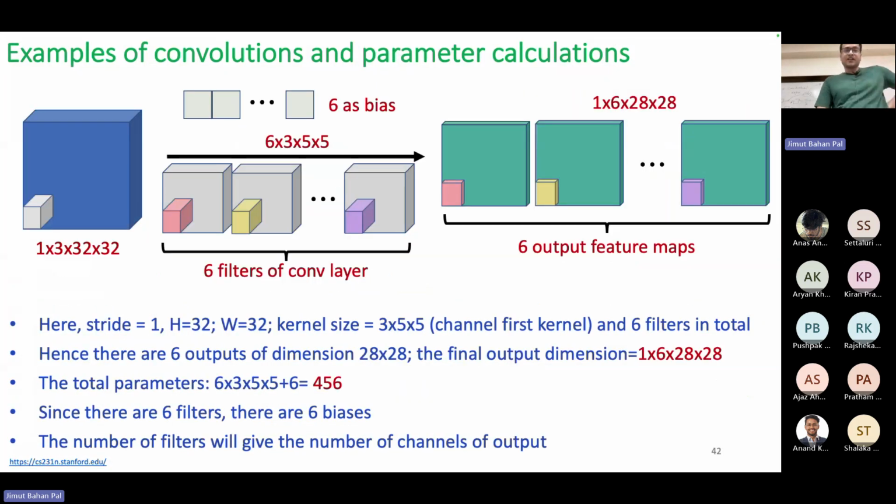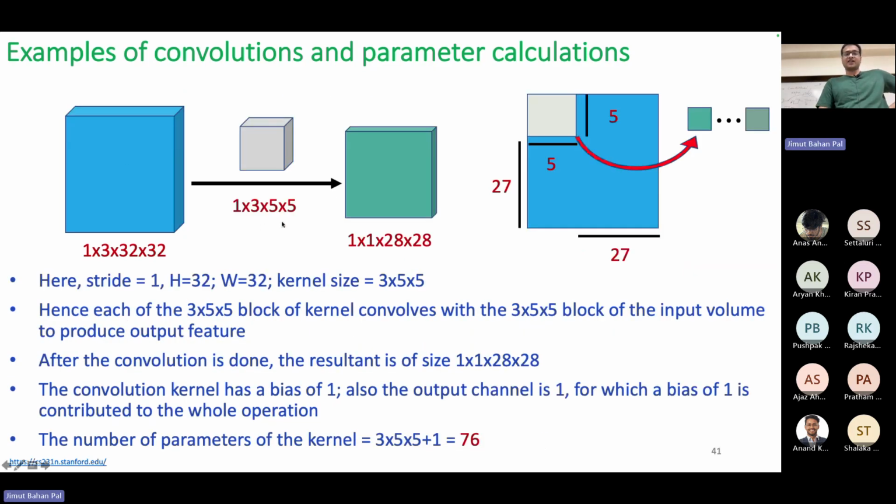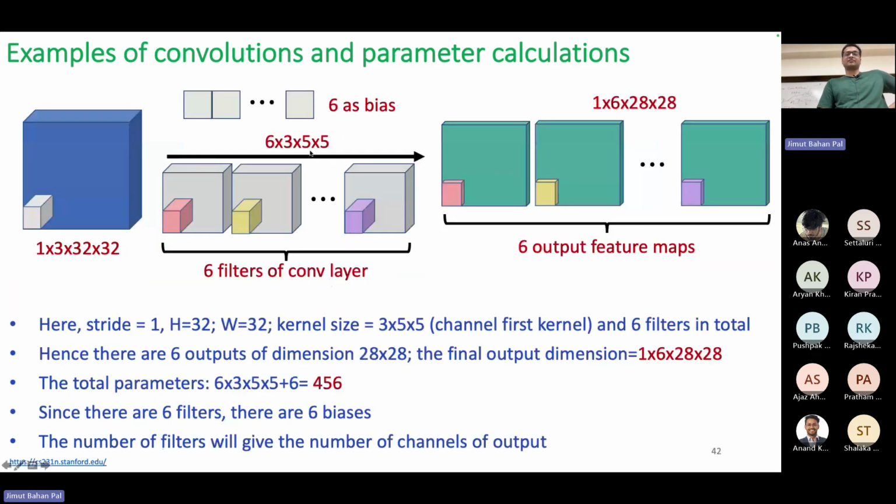Now we are taking the same input, but in this case we are taking 6 filters. Previously it was 1 cross 3 cross 5 cross 5; now we are using 6 cross 3 cross 5 cross 5. So the number of parameters will change accordingly. The bias will be 6 since we are using 6 filters, and the remaining stuff will be the same. So this will be 6 cross 3 cross 5 cross 5 plus 6, which is 456 parameters for this operation, or for this layer, if you can call it a layer.